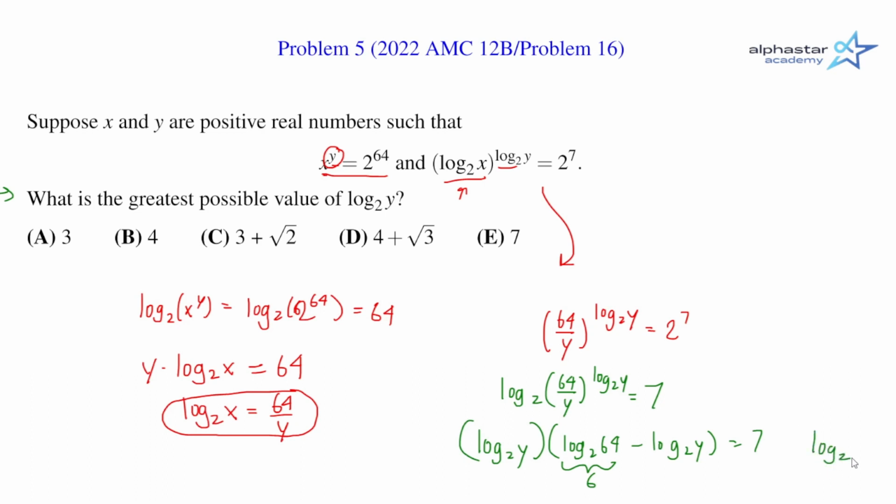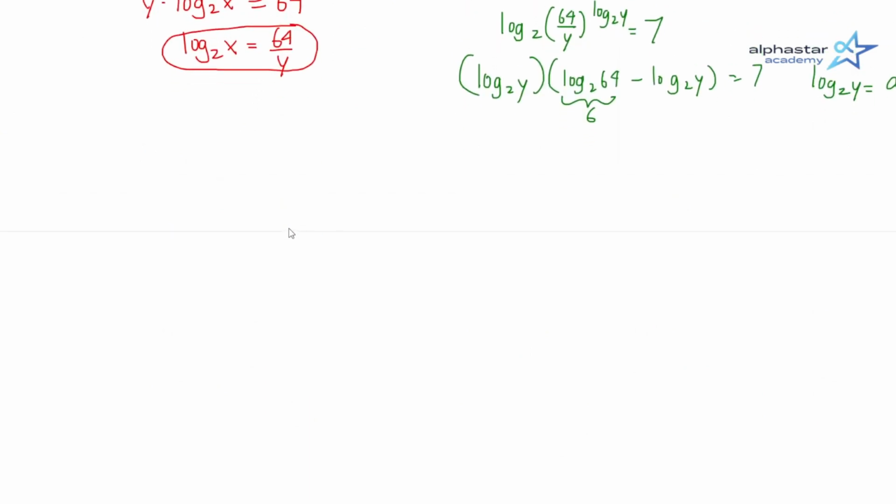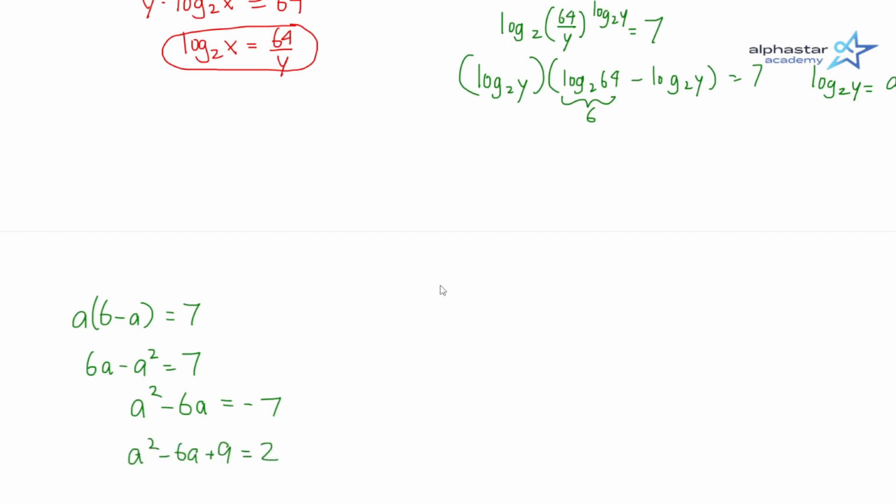Let's just give this log base 2 of y some arbitrary value a and write everything in terms of a now. So you can see that log base 2 of y becomes a. That becomes 6 minus a times a is equal to 7. And we once again have a quadratic equation that we can solve for a. I'm going to use difference of squares again. So we get that a minus 3 all squared equals root 2. So a minus 3 equals plus or minus root 2. A must equal 3 plus or minus root 2.